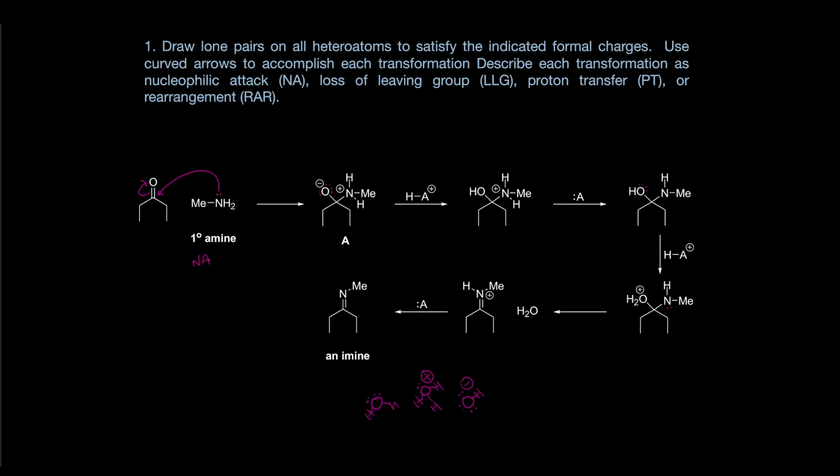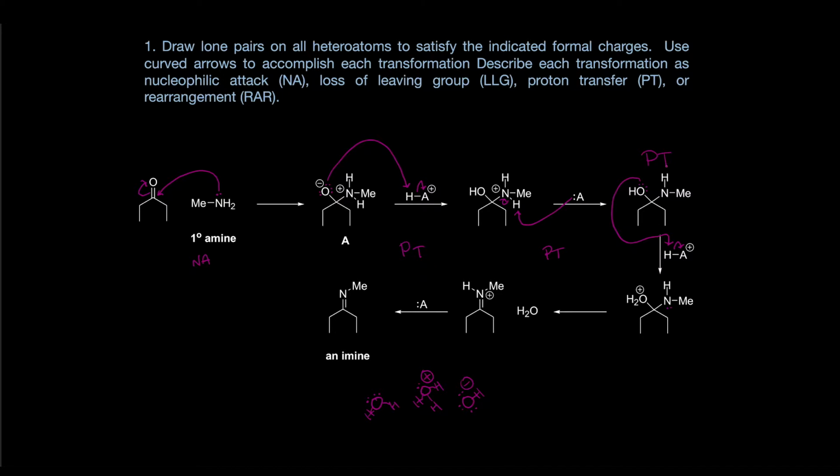In the next step, the oxygen gets protonated, removing its negative charge, so we can label this PT. Now in the next step, we can see that it's another proton transfer. This time, a base will deprotonate a hydrogen from the nitrogen. This gives us what looks like a hemiacetal, but it's actually known as a carbinolamine. In the next step, we see yet another proton transfer step. This time, the hydroxy group will get protonated, turning it into water, which we know is a good leaving group.